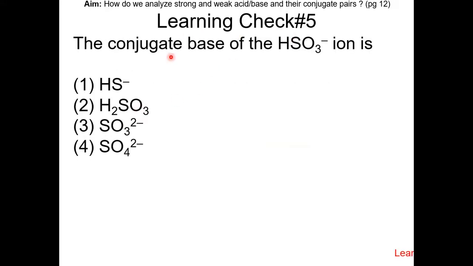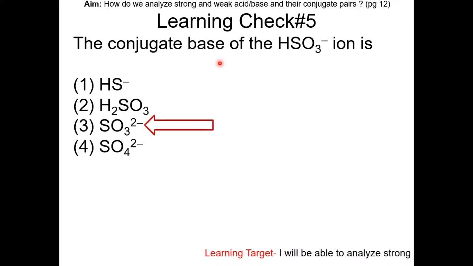Learning check number 5, the conjugate base of HSO3- ion is what? Pause the video and resume as completed. The conjugate base has one less proton, so the answer is choice 3. Another way to think about it is that HSO3- will behave like an acid in this situation. Therefore, it will lose a proton.